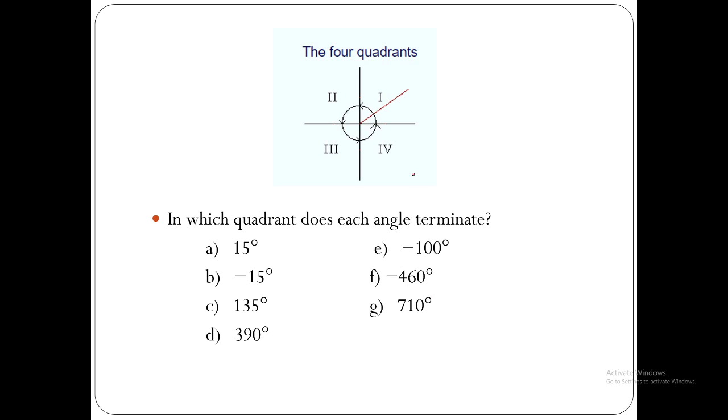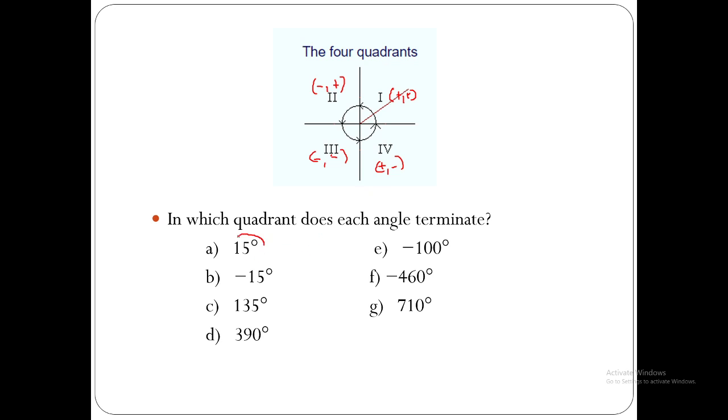Here in the first quadrant, this is positive, positive. This is negative, positive. This is negative, negative, the third quadrant. And the fourth quadrant is positive, negative. So, in which quadrant does each angle terminate?